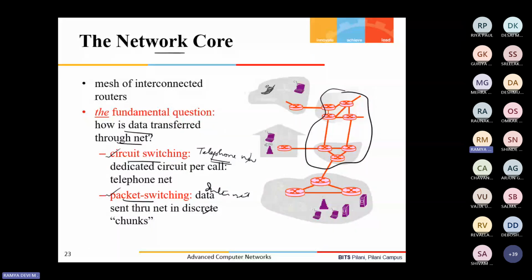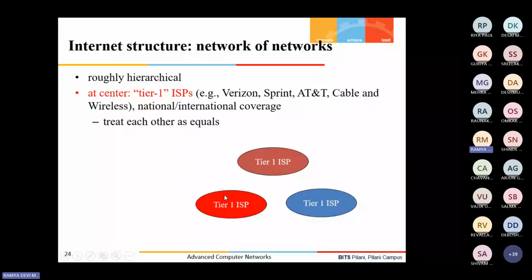Now we'll see the internet structure. Internet structure is nothing but a network of networks, a network of interconnected networks. Each network will be managed independently, but they cooperate to enable global data communication. So it is a hierarchical way of connecting.